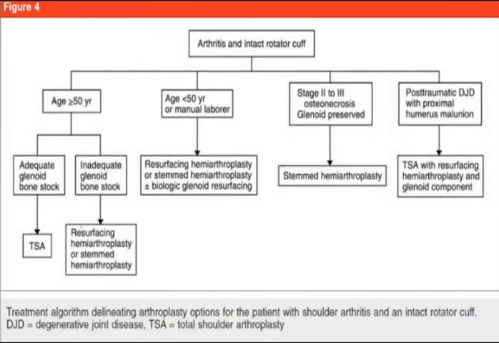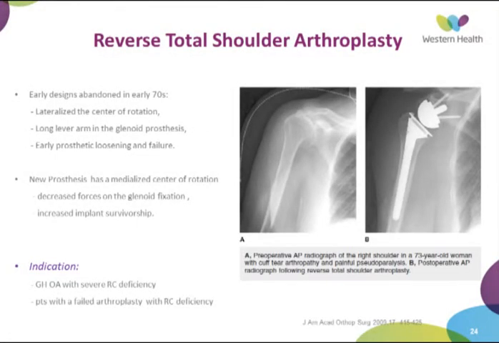A reverse shoulder arthroplasty is also an option. The early designs in the 70s were abandoned because of design issues. Normally, those prostheses were lateralizing the center of rotation. That increases the lever arm on the glenoid prosthesis and was causing early failure and loosening of the prosthesis. One of the other things that I found interesting was that they said the original data was published in a rheumatology paper, not an orthopedic paper, that showed a very high rate of failure. And one of the papers was mentioning that.